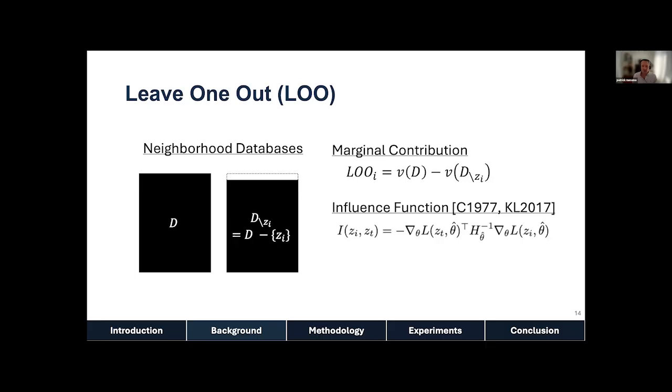This has been explored since 1977 by Cook, and he has shown that you can approximate this with influence functions if you use linear regression models. But Ghorbani and others have shown that these leave one out and influence functions have fragile interpretations, so it's hard to conclude anything in terms of value.